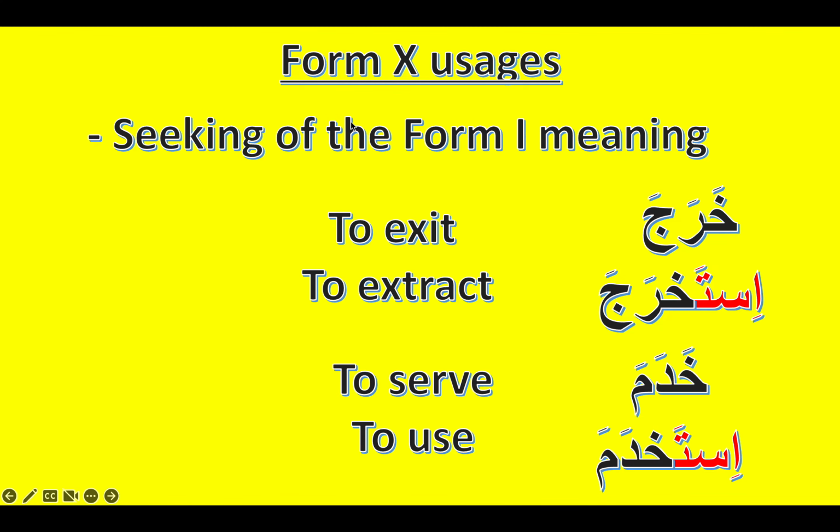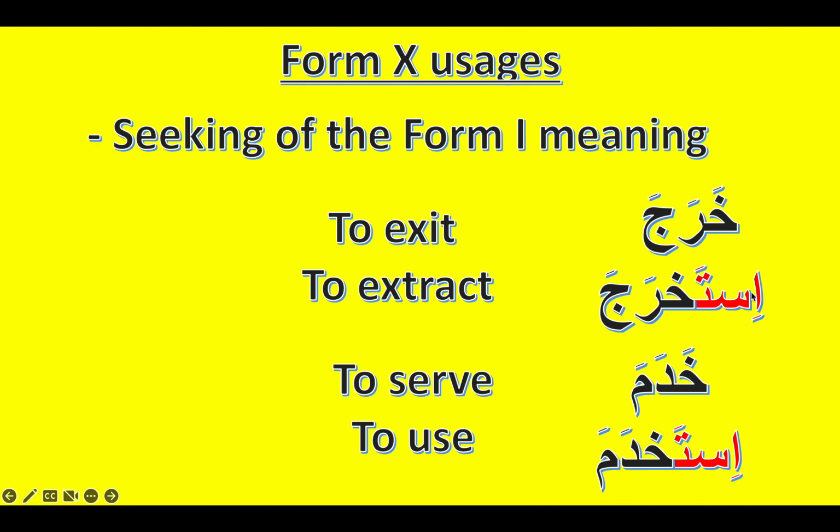So, let's look at some of the usages of Form 10. One of them is the seeking of the Form 1 meaning. Okay, what do I mean by this? Let's see an example. A Form 1 verb, خرج, which is to exit, but the Form 10 version, استخرج, which is to extract. So, quite literally, in the Form 10, we are seeking the Form 1, seeking to exit, to extract.